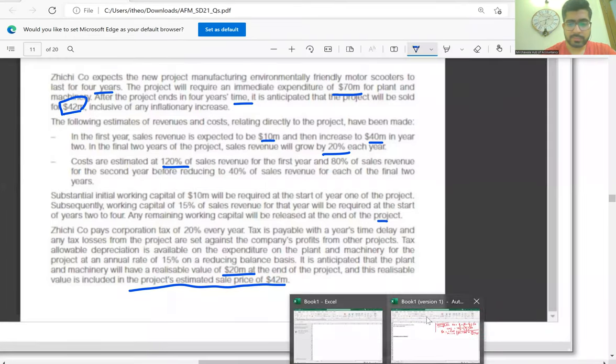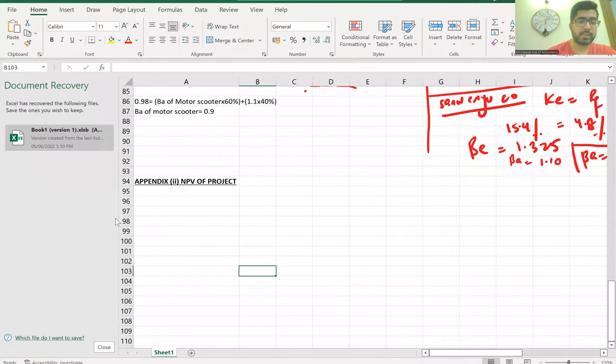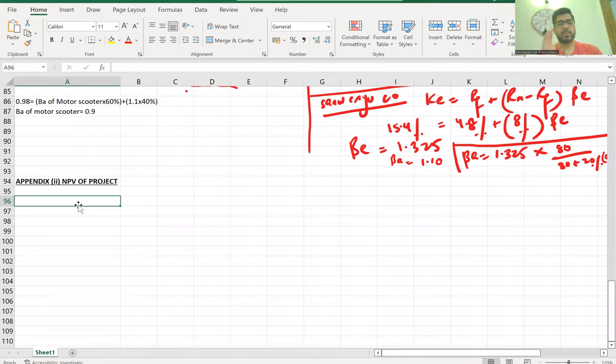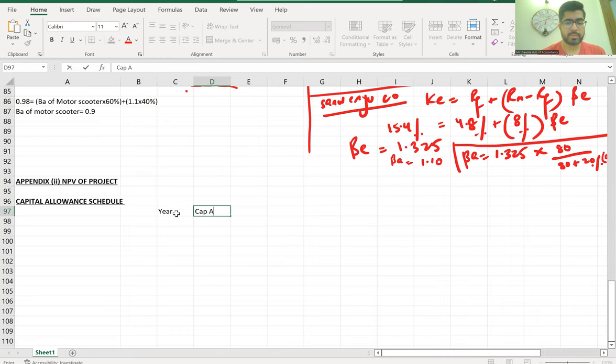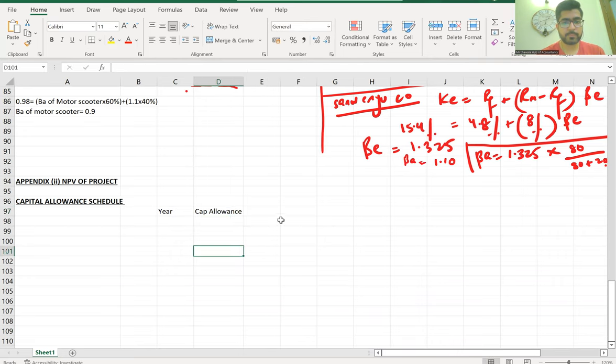So if you remember, and specifically the students who have studied from me or taken my classes, when we were calculating NPV, the first thing which I told you all was to make a capital allowance schedule. Remember, the first thing was the capital allowance schedule. Now, the capital allowance schedule was made like this: we make three columns: year, then capital allowance, and then tax savings at whatever the tax rate is. I think it's 20%. So first we have to make a capital allowance schedule.